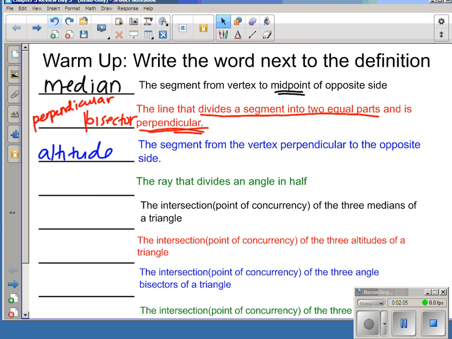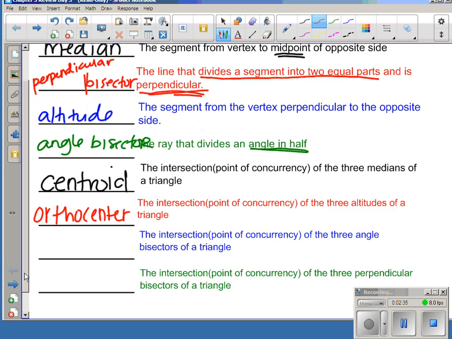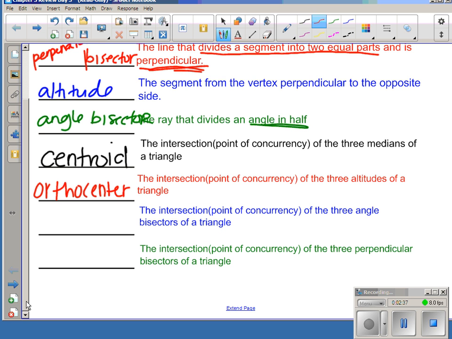Right? The next one says the ray that divides an angle in half. So keyword, it divides an angle in half. That's called an angle bisector. Okay? The intersection point, or it's also called the point of concurrency of the three medians. You should think median means middle, so that's the centroid. The intersection, also known as the point of concurrency of the three altitudes of a triangle, is the orthocenter. Right? The intersection of the three angle bisectors is called the incenter.